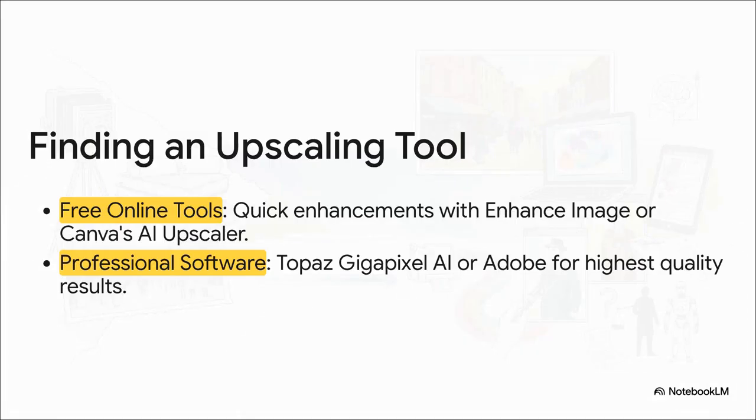And you have plenty of options for this. For a quick fix, there are great free online tools like Enhance Image or Canvas AI Upscaler. They work right in your web browser, so you don't need a powerful computer. But for those of you who want maximum quality and control, professional software like Topaz Gigapixel AI or Adobe Photoshop's Super Resolution feature is the way to go. They'll give you the absolute best possible starting point.